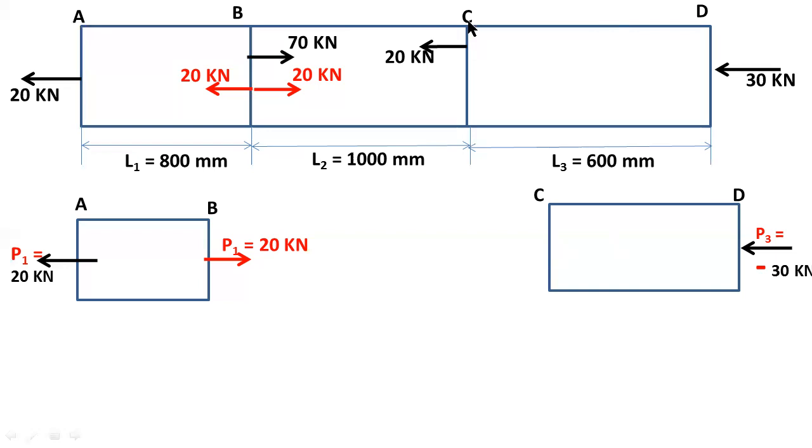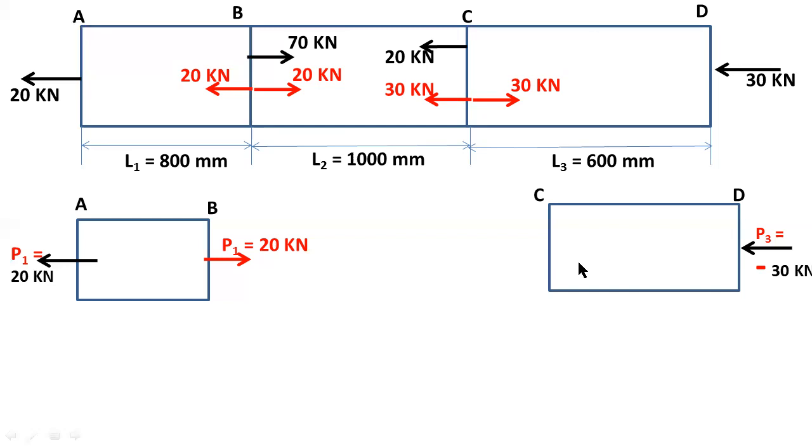But at section C there is no load; here at section C I have only 20 kilonewtons load, but I need 30 kilonewtons load at C. That's why I am adding two equal and opposite 30 kilonewtons loads. So here also there is no change in deformation or stresses, because I am adding two equal and opposite forces at a common point.